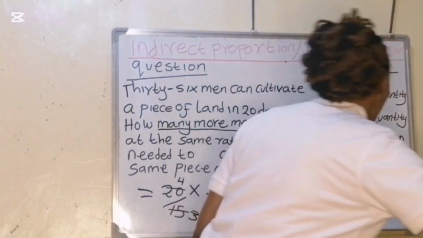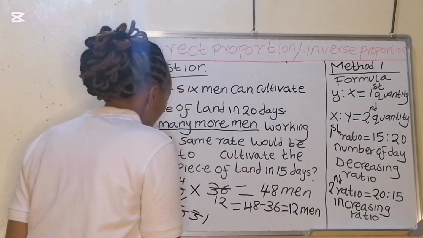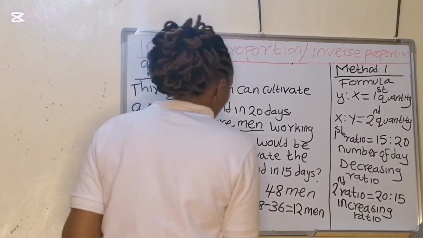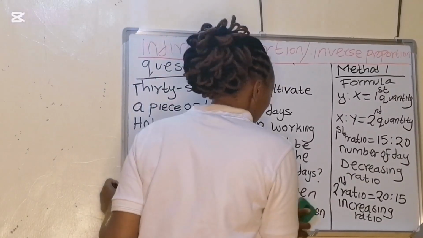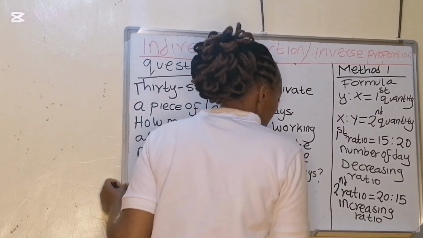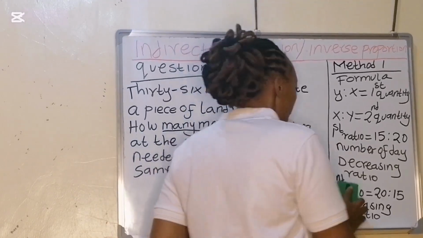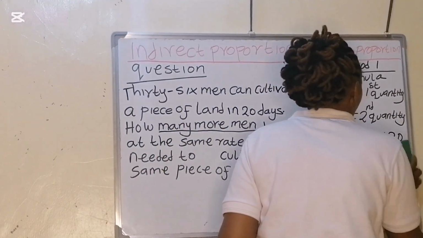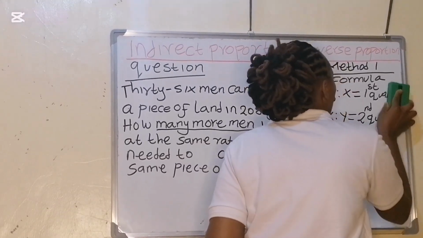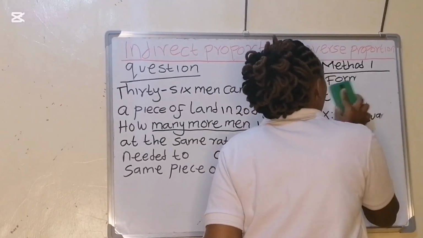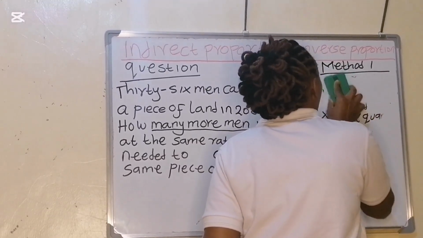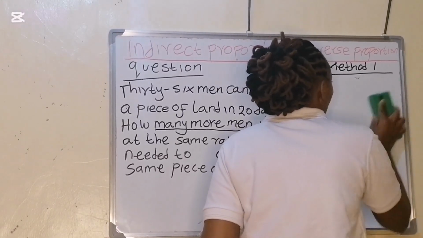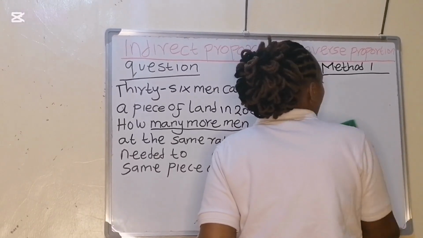So I am going to give you something else. I'm going to use method 2 to answer this question. Please be with me up to the end of the lesson. I was doing method 1. So method 2. Method 1, we are using increase in ratio and decrease in ratio, the formula for indirect and direct proportion.